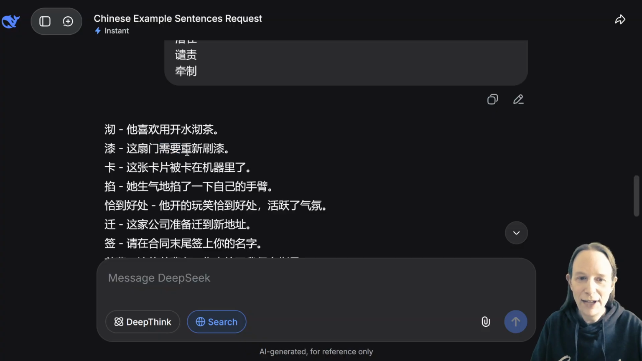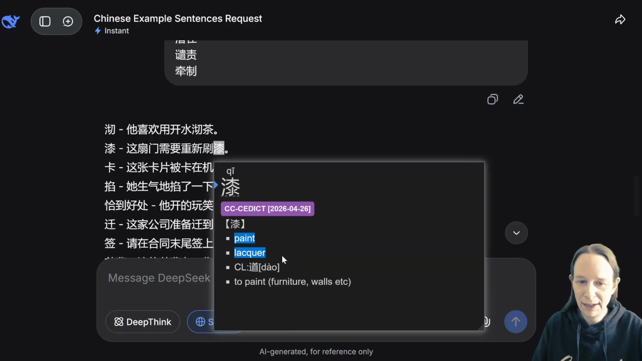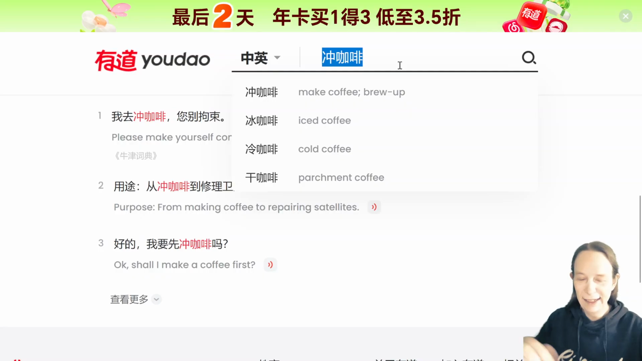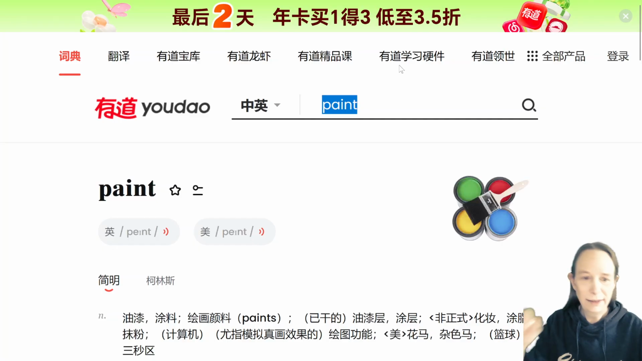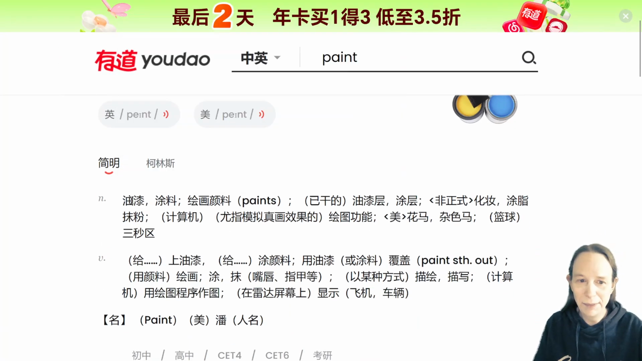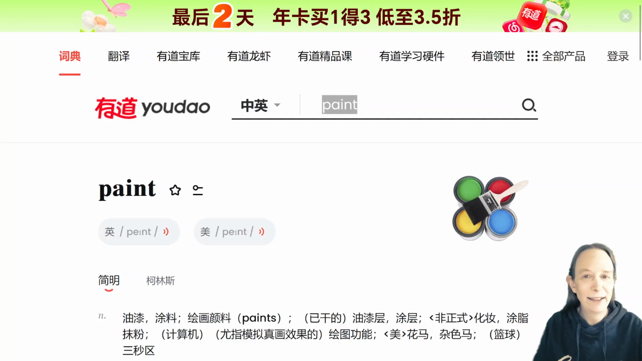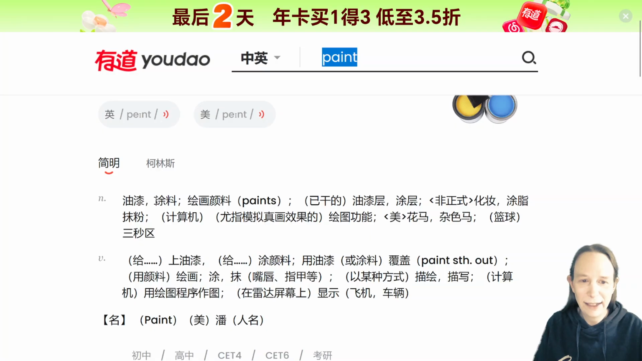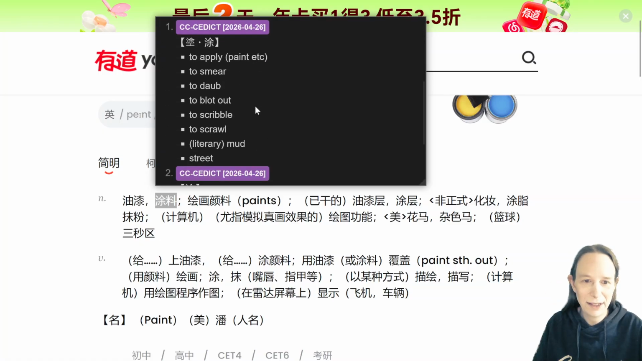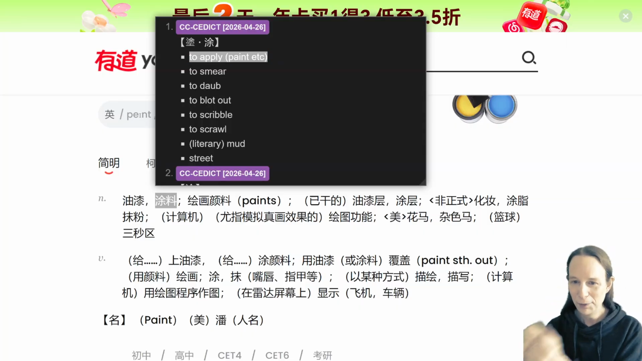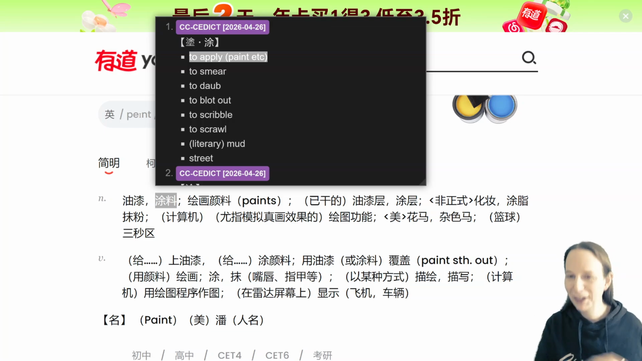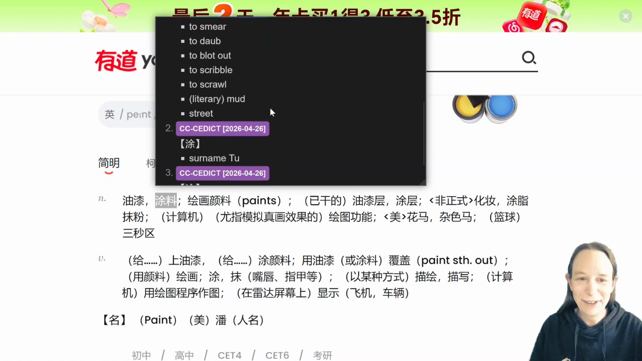这扇门需要重新刷漆. Yeah, so here it's kind of unspecific as to what kind of paint it is. Okay, yeah, paint. Okay, 油漆. So this is oil paint. So maybe qi includes a whole lot. 涂料. Okay, so 涂 is the verb to paint, but not to paint a picture, but to paint a wall, right? A little bit different, yeah.